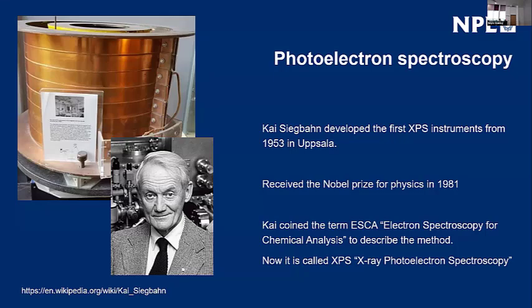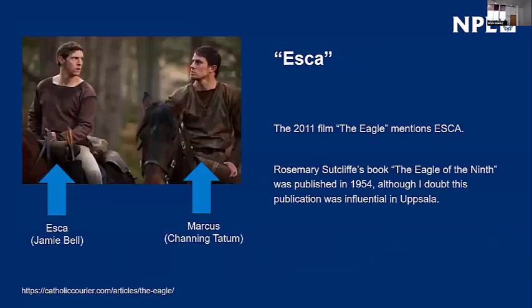And for those of you who are younger, you probably have only heard of ESCA in one context, and that is this film, The Eagle, which was in 2011. ESCA was a Briton from the tribe of the Brigantes. The Brigantes actually were in this area. And he helps a Roman soldier travel north of the wall, Hadrian's Wall, it isn't Game of Thrones, to recapture the eagle that was lost when the 9th Legion was wiped out in Hibernia.